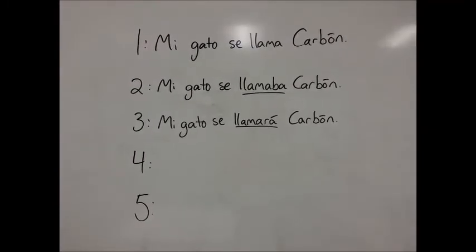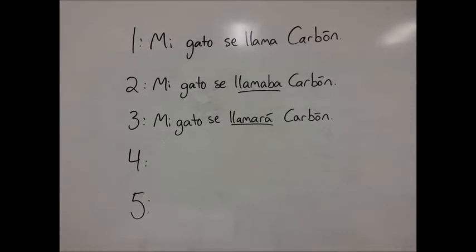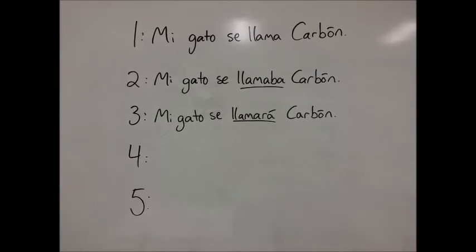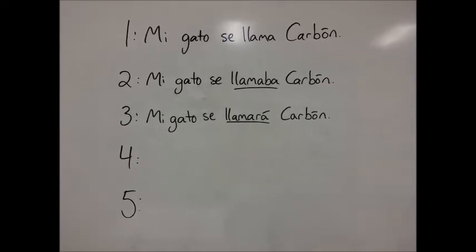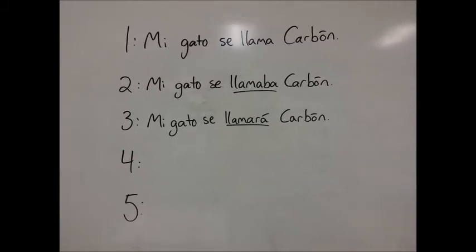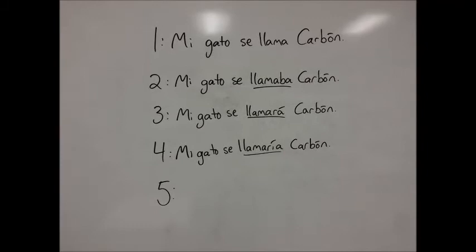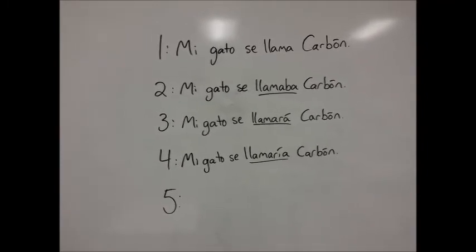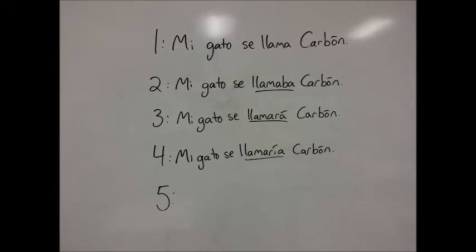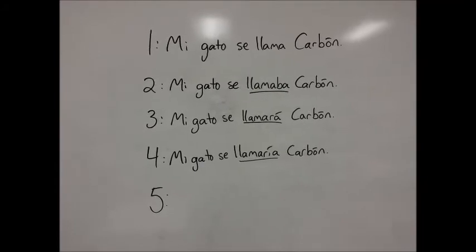Tres punto punto is in the future, so basically, if I get a cat, I will name him Carbón. Mi gato se llamará Carbón. Cuatro punto punto is the conditional, so the sentence goes, mi gato se llamaría Carbón. Like, if I had a cat, I would name him Carbón.